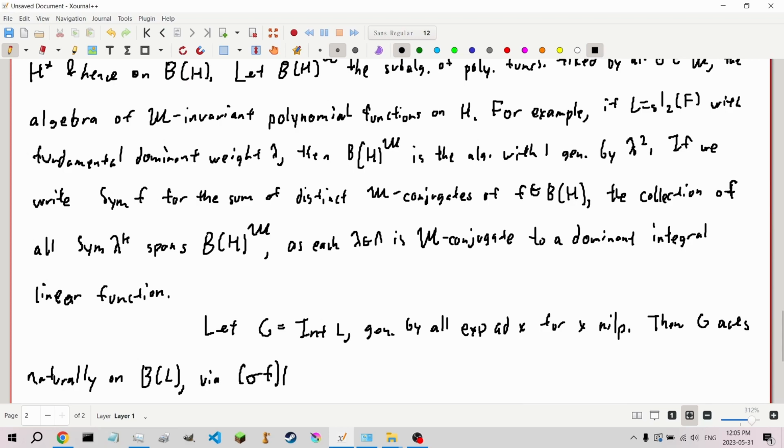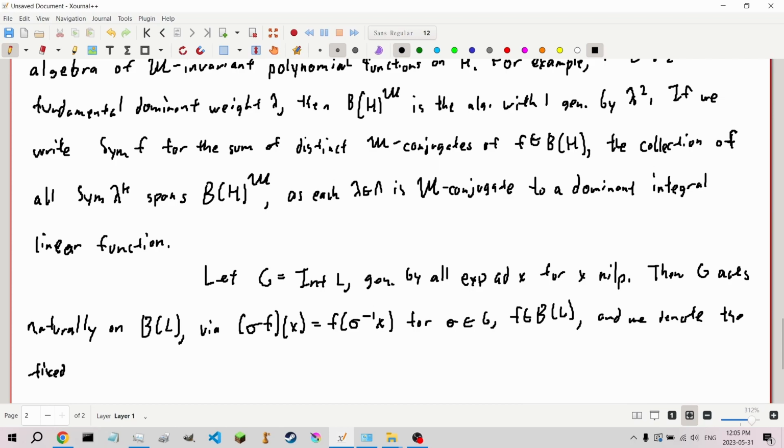via sigma f of x being f of sigma inverse x, for of course sigma being in G and f being in B of L, and we denote the fixed elements of the polynomials of L by BLG, keeping in mind the G is the inner automorphisms of L.